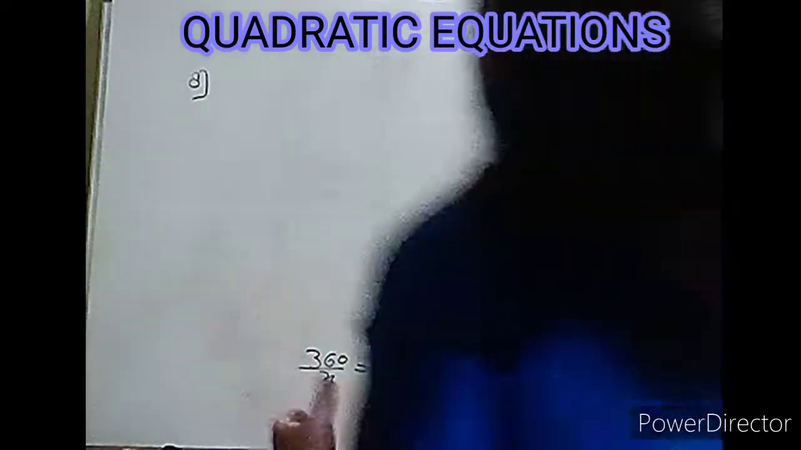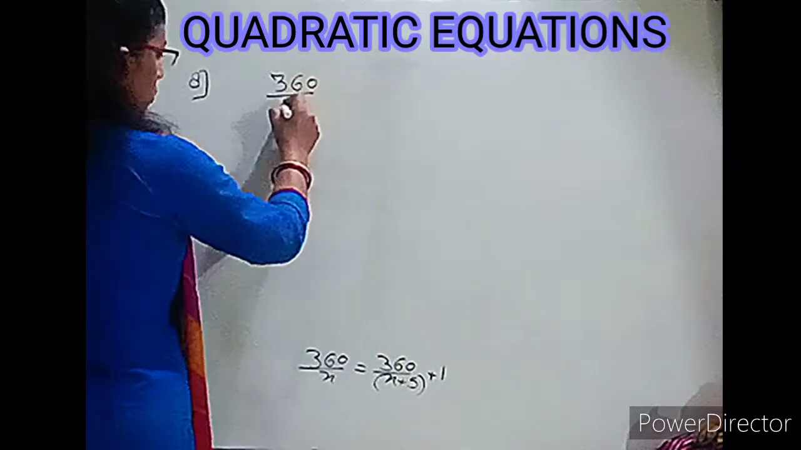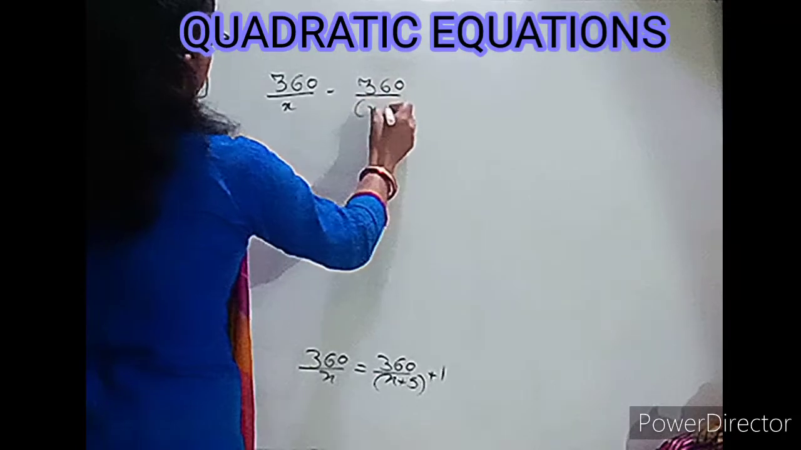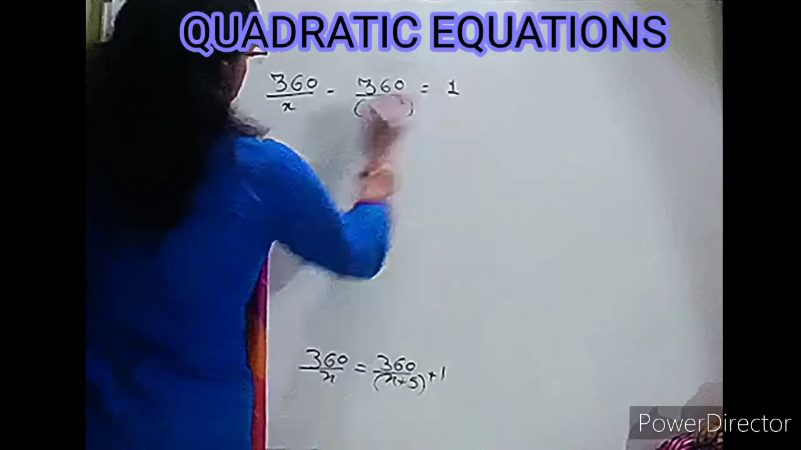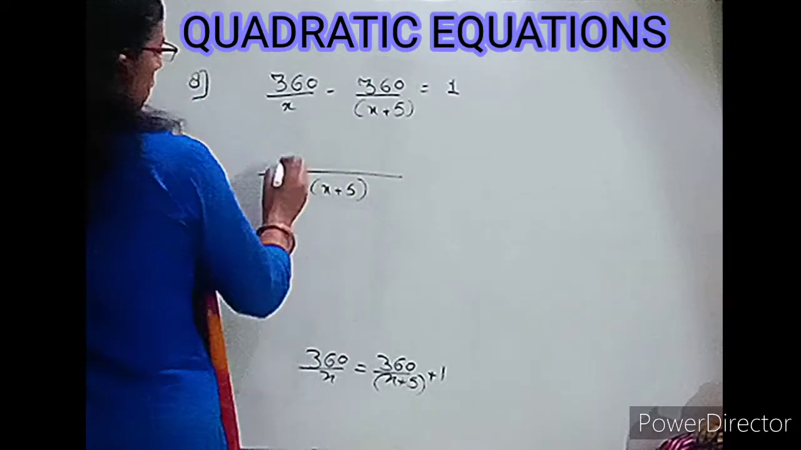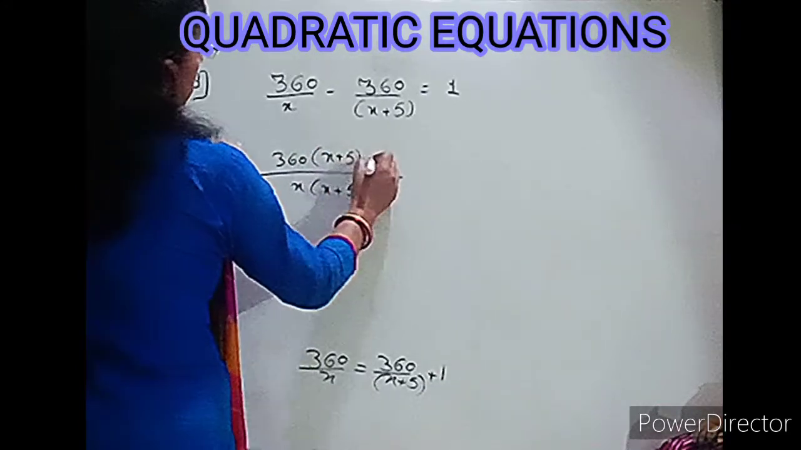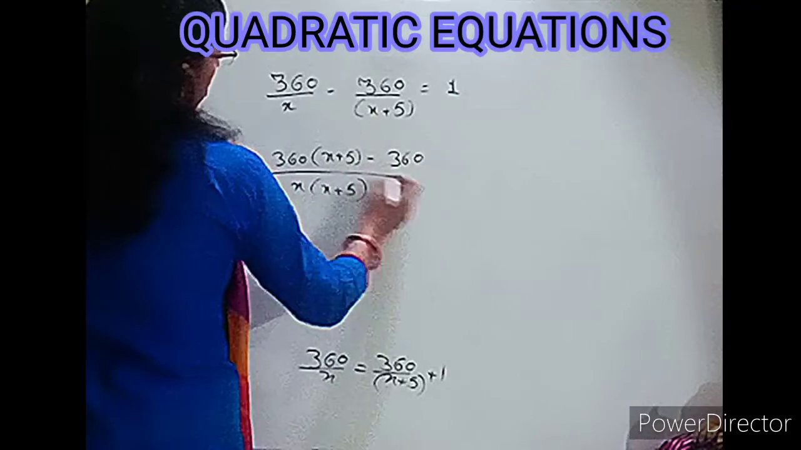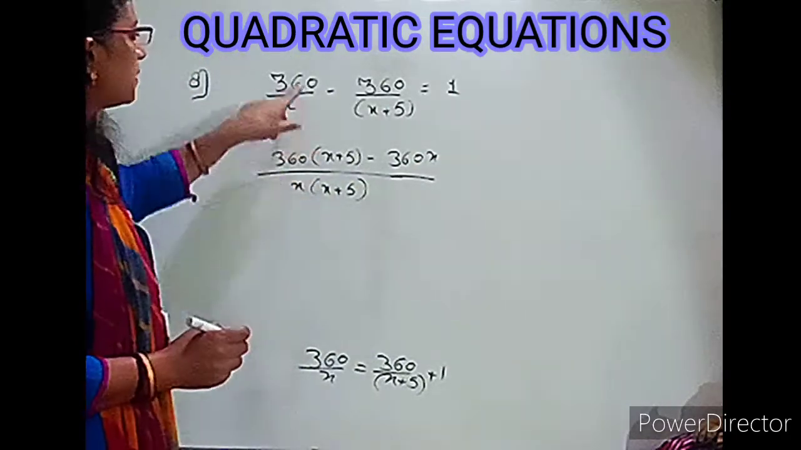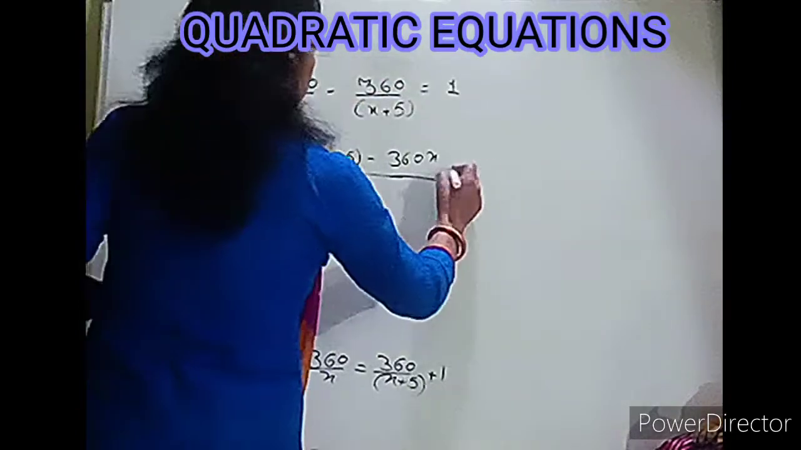So now we can solve it. Bring this side: 360 upon x minus 360 upon x plus 5 equals 1. Take the LCM, x into x plus 5. Okay, so I am getting 360 into x plus 5 minus 360 into x. I think you know how to take the LCM. x plus 5 you will multiply here, x you will multiply there, equals 1.